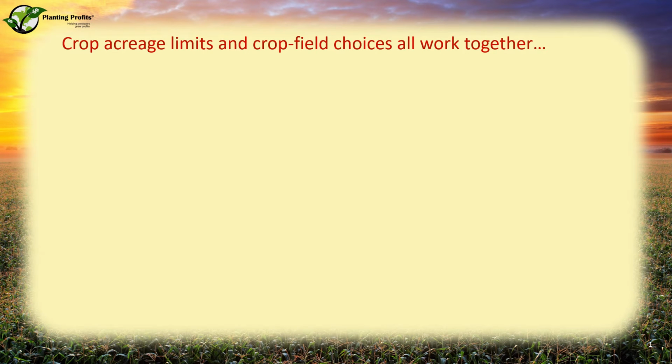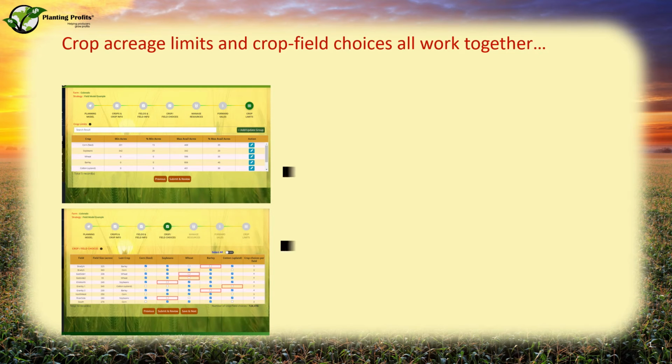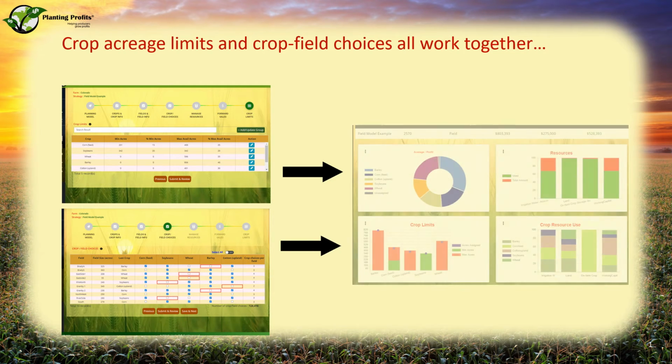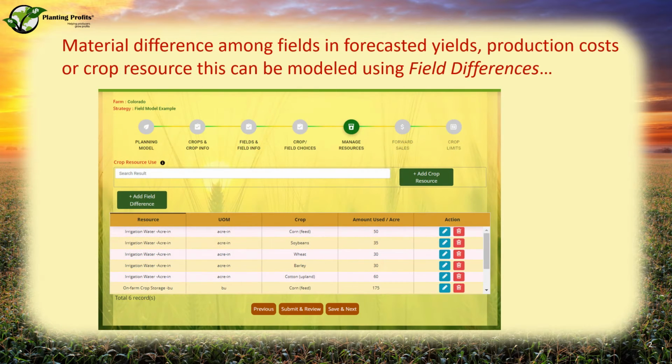If you're planning by fields, remember that crop acreage limits and crop field choices all work together. Make sure they are not in conflict, or this may negate opportunities to increase your estimated income by splitting fields. If there is a material difference among fields and forecasted yields, production costs, or crop resource, this can be modeled using field differences.